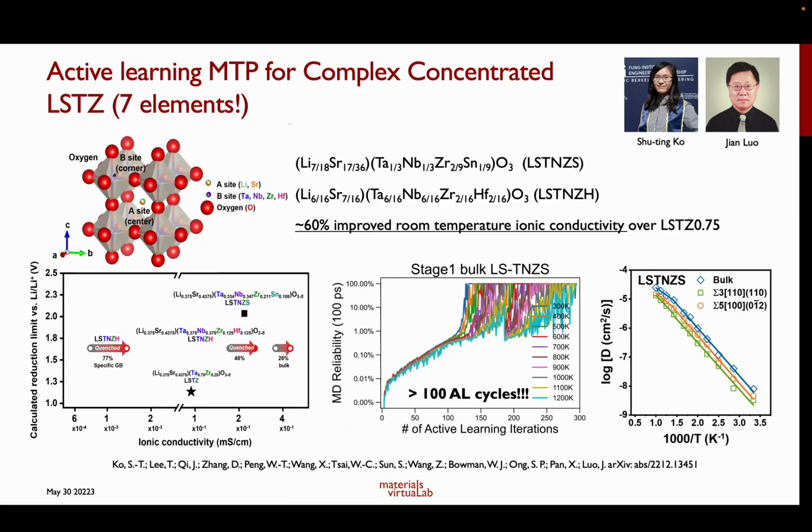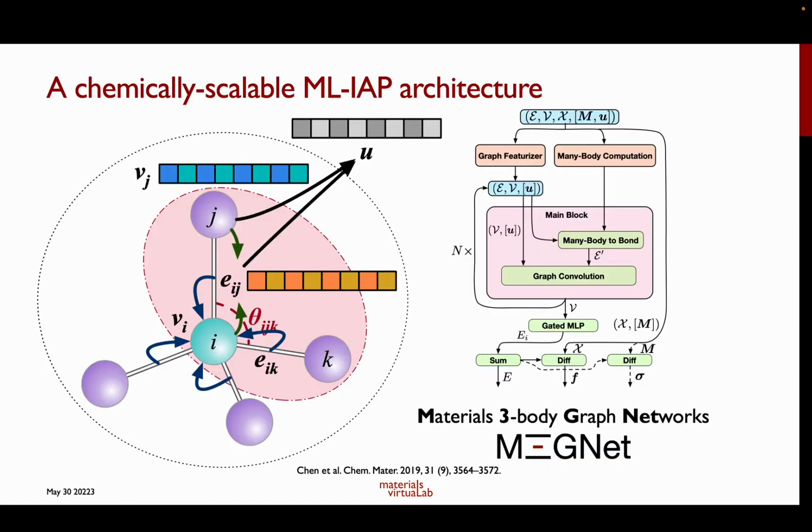So while machine learning interatomic potentials are great, they do have some limitations, which is that when your chemical complexity becomes too high, you have difficulty fitting a potential that can cover that chemical complexity, okay? Now, this is where the graph architecture comes in again. Recently, my group has developed what we call the materials three-body graph network, which is a new architecture for developing a machine learning interatomic potential where we incorporate traditional three-body interactions into a graph neural network-based architecture, okay?